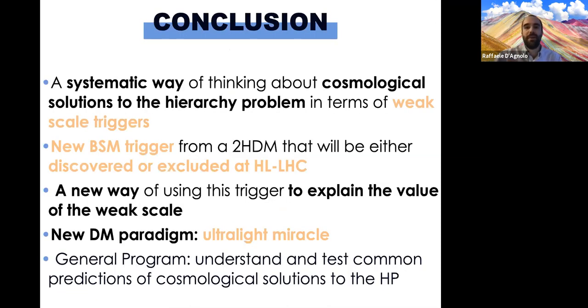And so, to wrap up, I showed you a way to think about cosmological solutions to the hierarchy problem in terms of this weak scale triggered operator. I showed you one trigger operator in the 2HDM, which predicts very characteristic phenomenology that we're going to see or not see at the LHC. And finally, I showed you also one possible way to use these trigger operators to select the value of the Higgs mass. And interestingly, as a bonus, it came out that we also have some ultralight dark matter target for experiments.